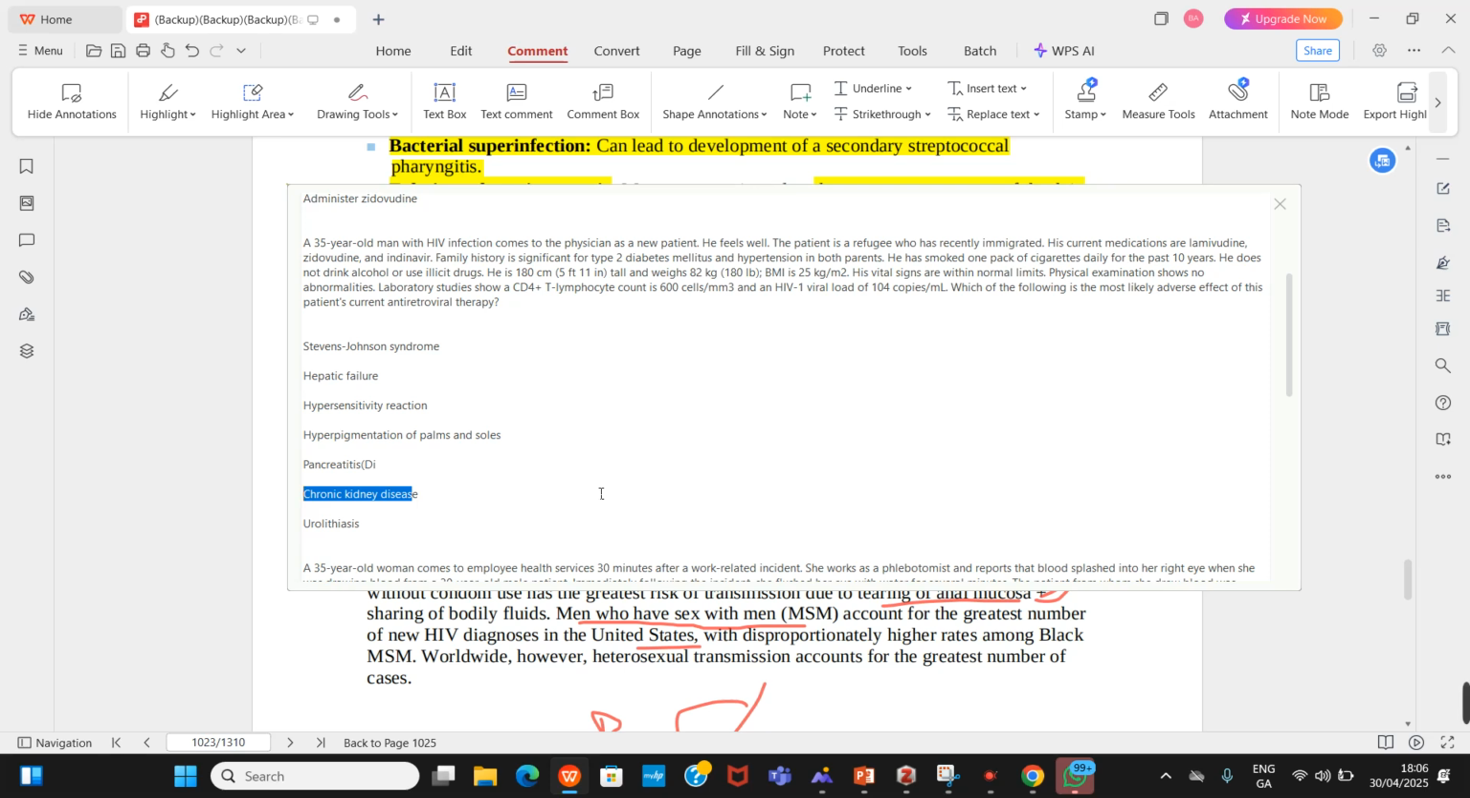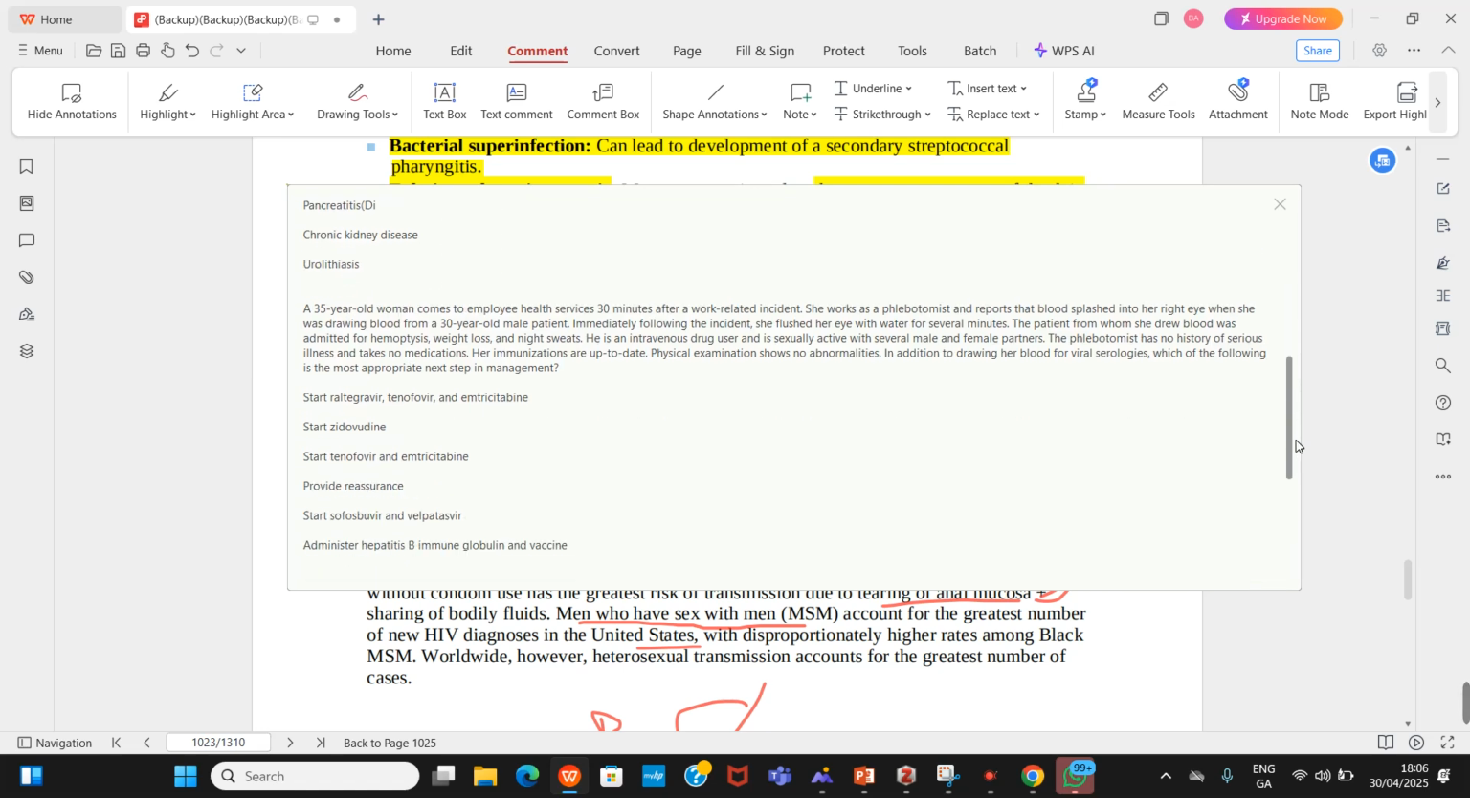CKD. Anybody knows that one? Which one is that? We have said it, so people should know it. Tenofovir. Which one was tenofovir? TDF, tenofovir disoproxil fumarate. So that's it. You can see the way they set the options. If you know what they are talking about, you already figure out what they are saying.